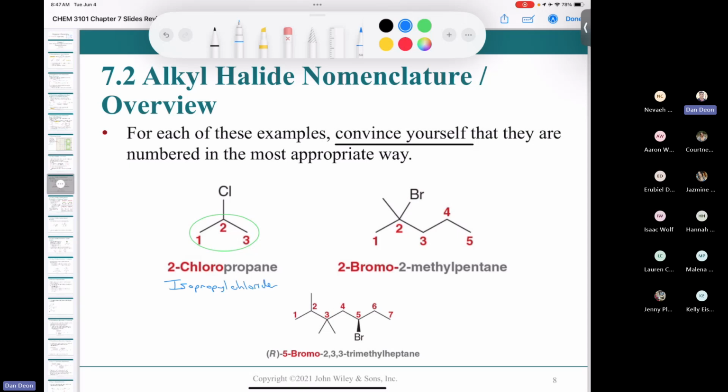The next one, remember, we always want to give the first substituent the lowest possible number. So, of course, we're going to start numbering here on the left. So we have a 2-bromo-2-methylpentane.